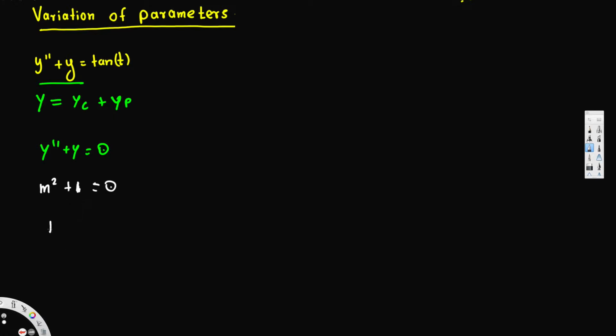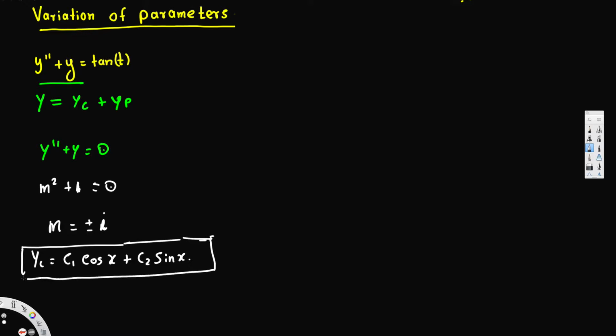Here we are getting a complex number, because m is equal to plus or minus i. The coefficient of i is 1. We don't have any real part, we have only the imaginary part, that's just 1. Therefore the complementary solution is yc equals e to the power 0 times x, which is just 1, so we can neglect that. Then we have c1 cos x plus c2 sin x, since the imaginary part is 1. This is our complementary solution.